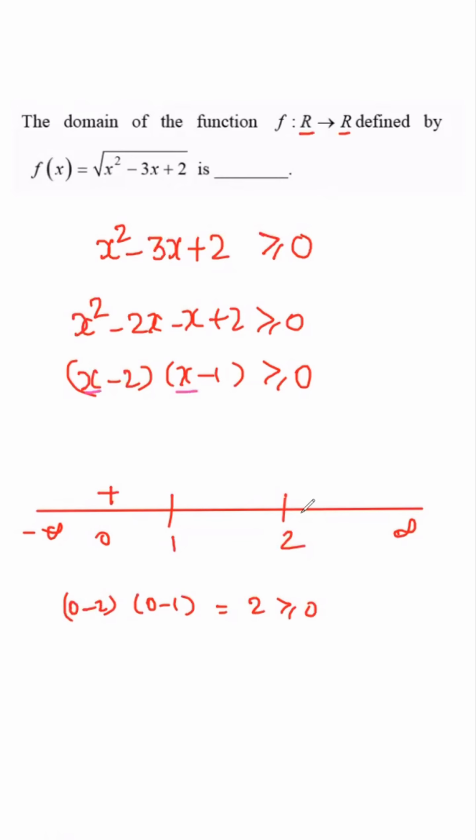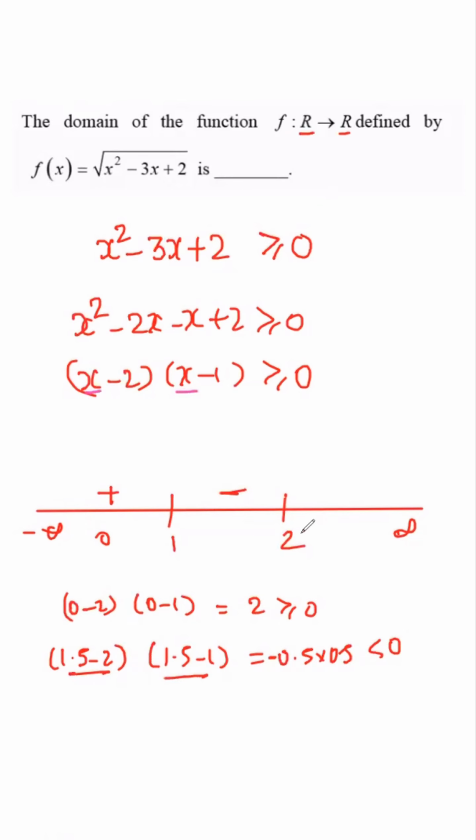Now choose a value between 1 and 2. Let's take 1.5. So (1.5 minus 2) times (1.5 minus 1). Now here this is a negative number, this is a positive number. So overall negative times positive will give you a negative number. Right, so this will be negative 0.5 times 0.5. So overall we'll get a negative number, less than 0. So here we'll get a negative number.